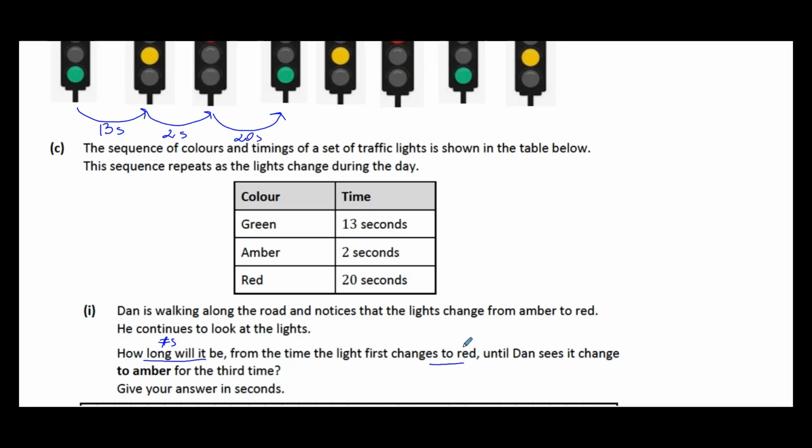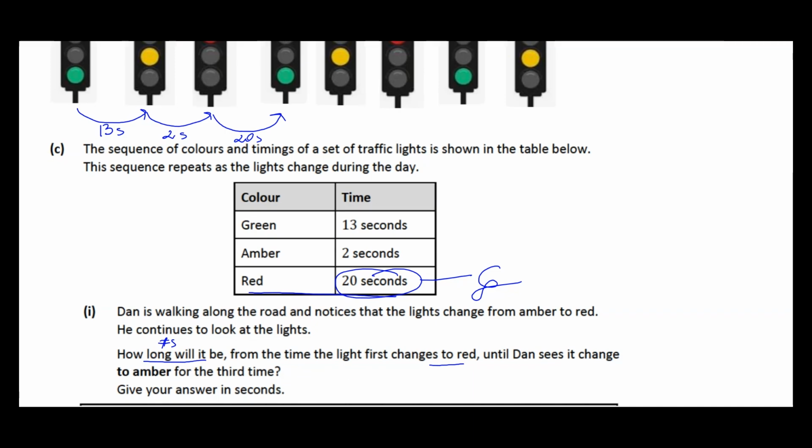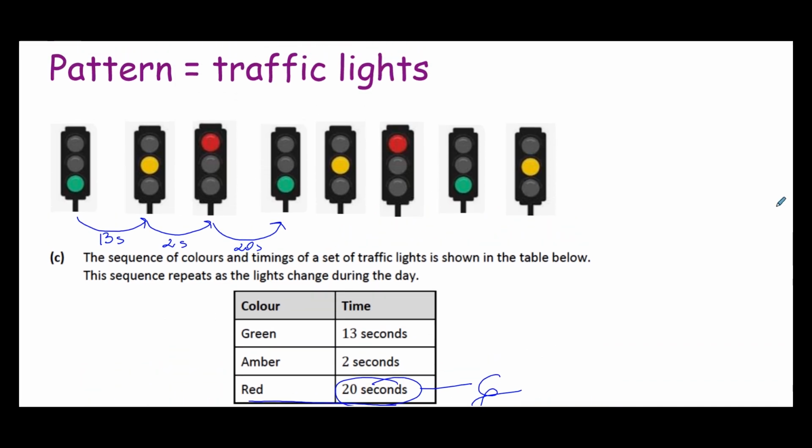So the light changed to red, so he's staying here at red. So when he is at red, it will be 20 seconds before he is going to see green, isn't it? Until Dan sees it change to amber for the third time. Give your answer in seconds. So that's the reason why I have so many of them, because he is having the red light.